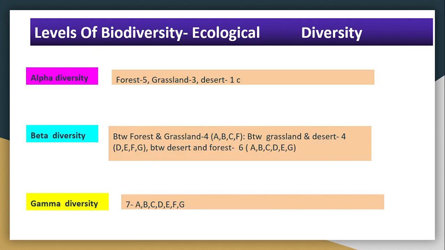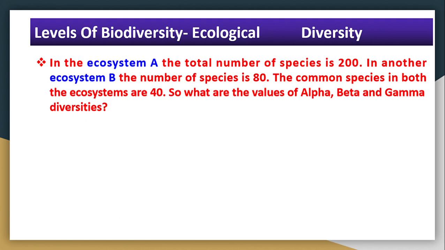Let's do another example. So this is an answer key over here. Now let's see another example. In an ecosystem, let me change the color once again. Okay, in an ecosystem, we have ecosystem A where the total number of species present is 200, right? Then in another ecosystem, ecosystem B, total number of species present is 80, right? The common species present in both, we have 40. We have 40. What are the values of alpha, beta and gamma?